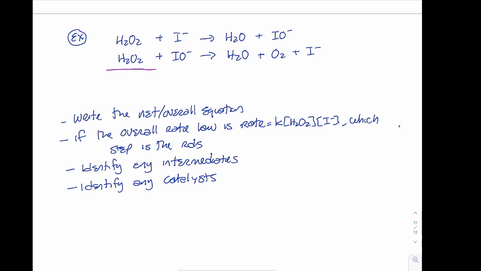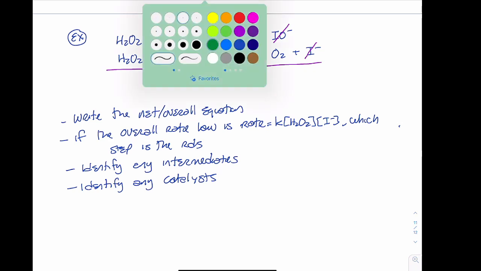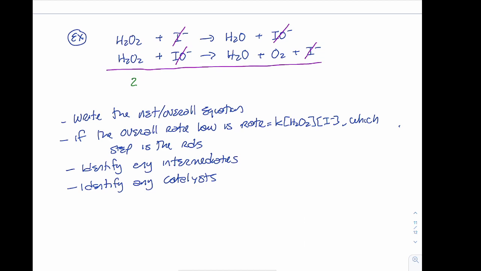So to write our net equation, remember anything that's the same on the reactant and the product side gets canceled out. Everything on the reactant side gets summed. Everything on the product side gets summed. So I have hypoiodide ions on both sides, so we're going to cancel those. I have iodide ions on both sides, so that also gets canceled. And then when I write everything I have left, I have two hydrogen peroxide, right? One here and one here. So two H2O2 going to two water plus oxygen. So that would be my overall or net equation for this mechanism.